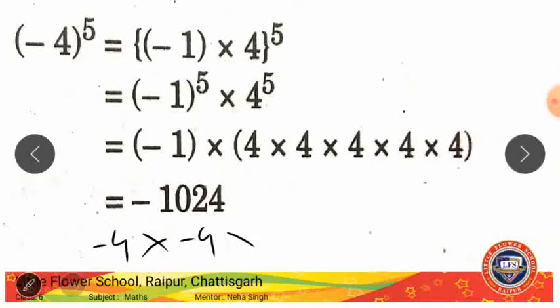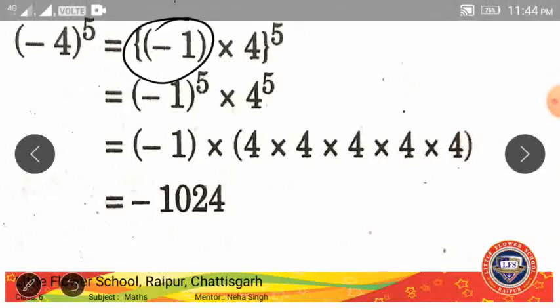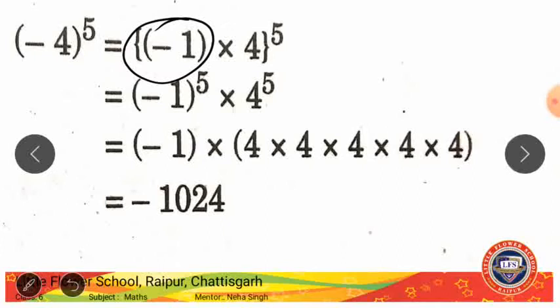Otherwise you can separate the minus 1 like this. Minus 1 into 4 power 5. Then this 5 will be distributed with this and this. So it will be minus 1 power 5 and 4 power 5. Minus 1 power 5, again minus 1 power odd, which means we'll have a negative sign in our answer.